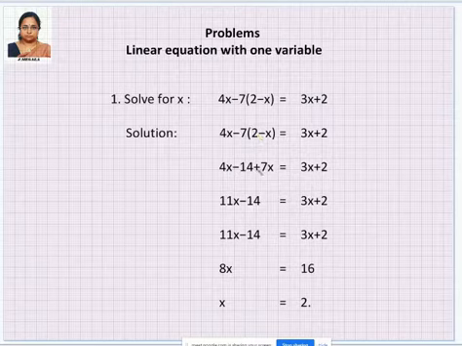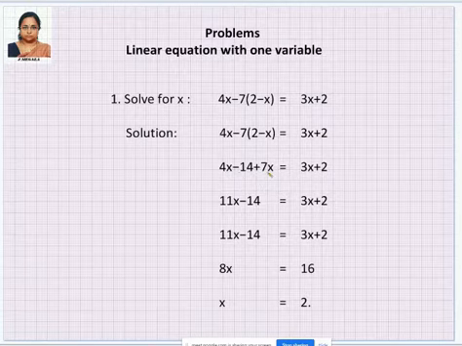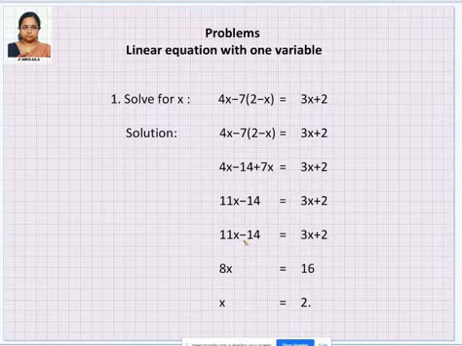So it's going to be 4x minus 14 plus 7x is equal to 3x plus 2. And when you solve this, you have 4x plus 7x is 11x. And then you bring this 14 to the other side, take this x this side. So this 11x minus 3x will become 8x.